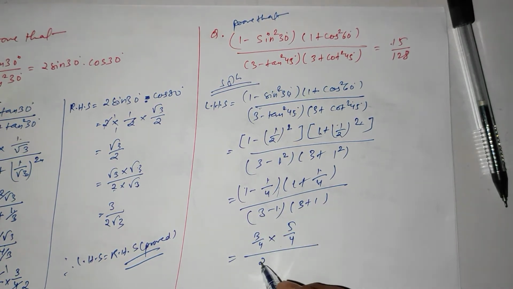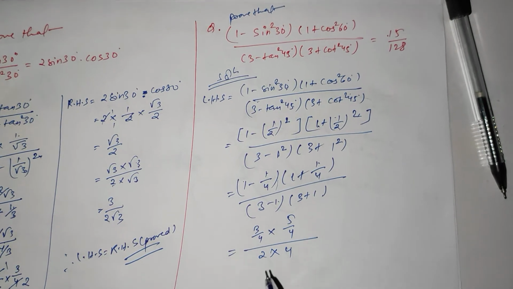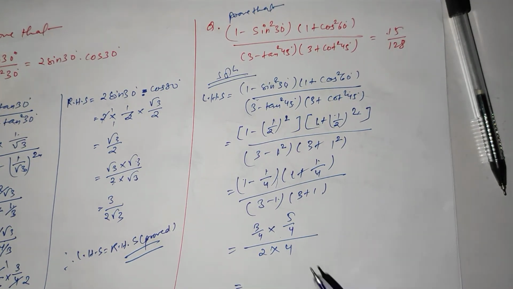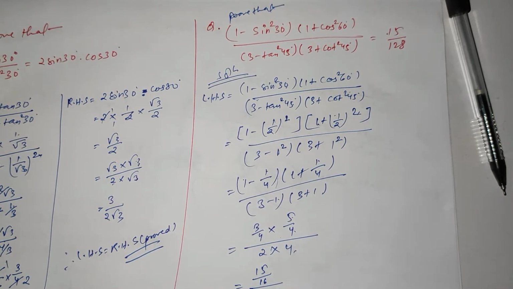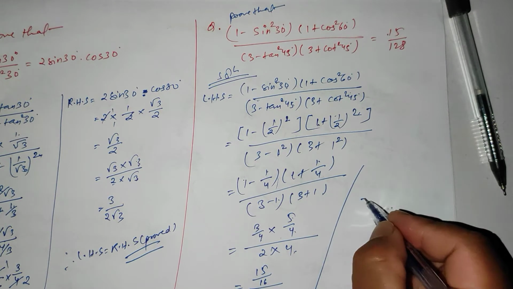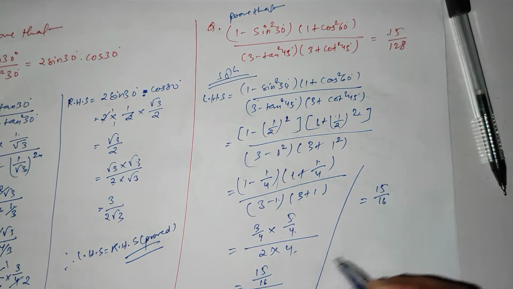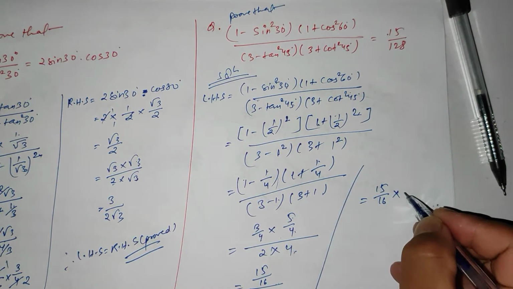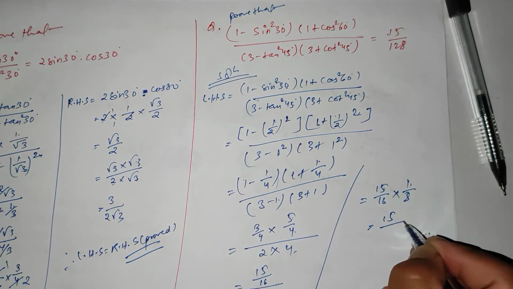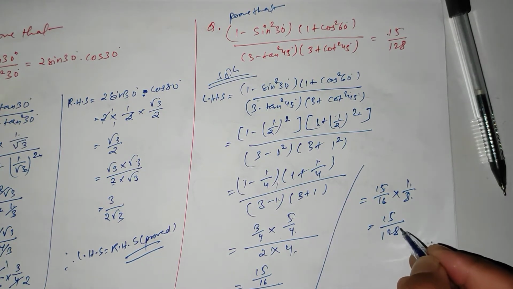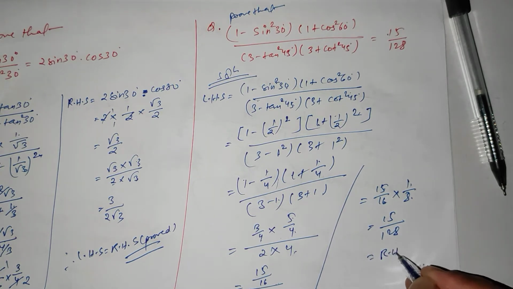3 minus 1, 2. 3 plus 1, 4. Okay. 3 fives are 15. 4 fours are 16. Divided by 2 fours are 8. 15 by 16, the divide sign changes to multiply, and 8 becomes 1 by 8. 15 ones are 15, 16 eights are 128. This is our right hand side, hence proved.